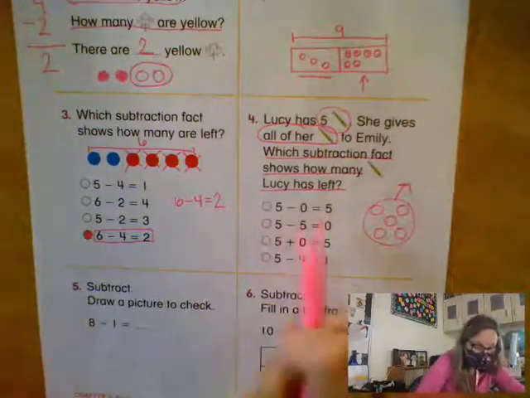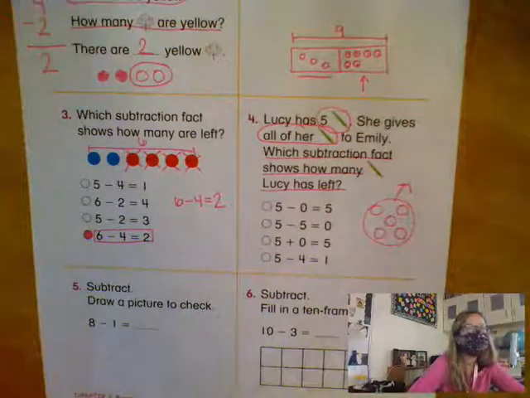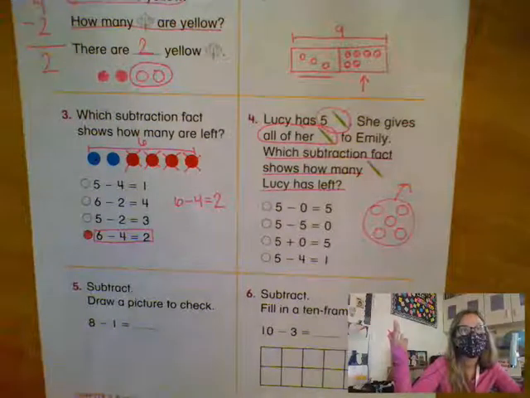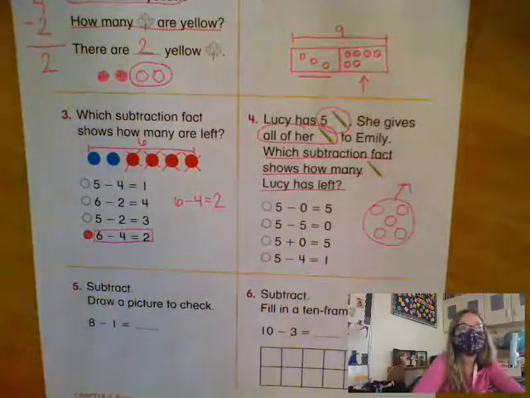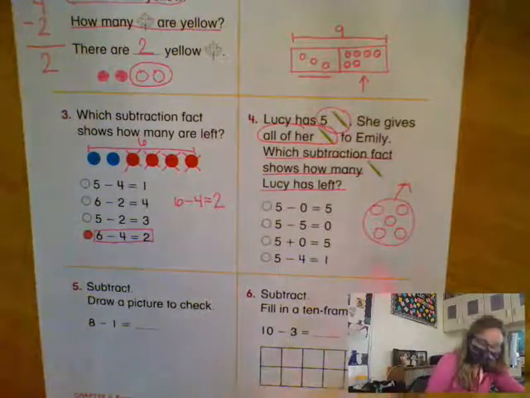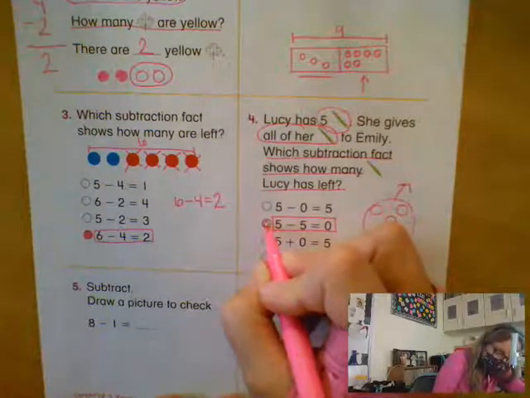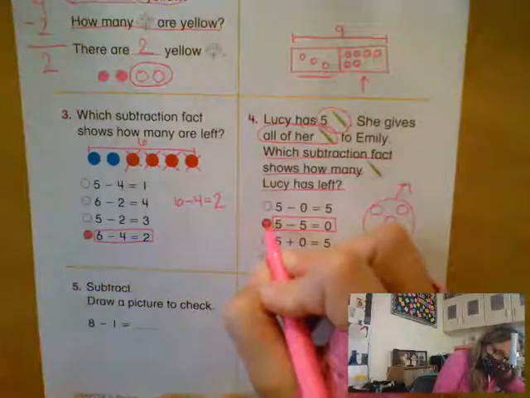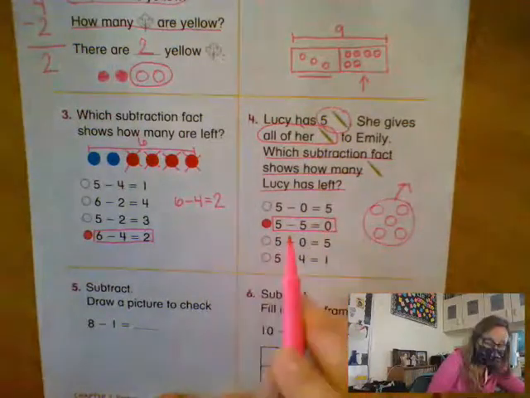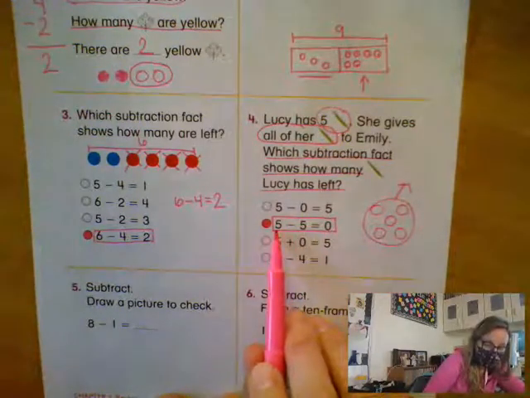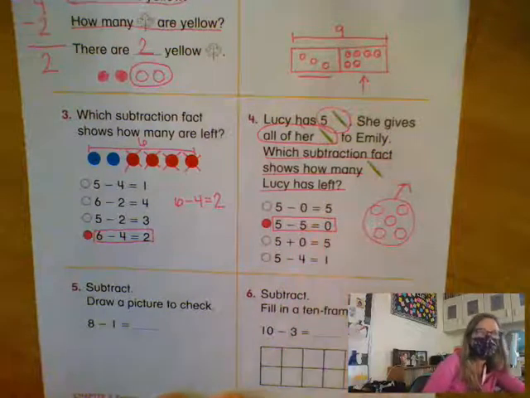So which one of these subtraction facts shows I had 5 and I gave 5 away, and now I have 0? So which one of these shows 5 take away 5 equals 0? The second one right here. So make sure you fill in the bubble next to 5 take away 5 equals 0. This shows Lucy had 5 pencils. She gave 5 to Emily, and now Lucy has no pencils.